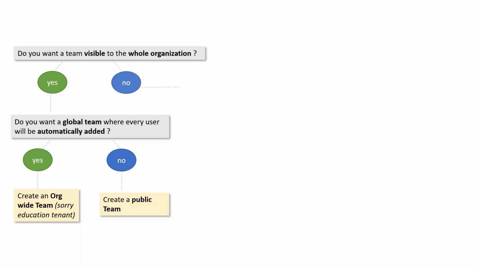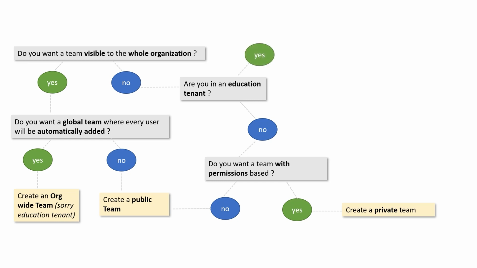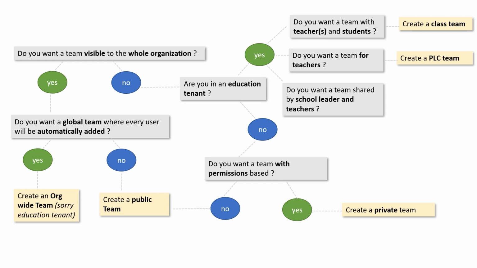And if you do not want a team visible to the organization, then the question is, are you in education tenant? And if it's no, the question will be, do you want a team with permission base? And no, you should create a public team. And if it's yes, you should create a private team. And going back to the educational tenant, if it's yes, the question is, do you want a team with teachers and students? Then you can create a class team. Do you want a team for teachers? You should create a PLC team. And if you want a team shared by school leaders and teachers, you should create a staff team. So basically, this is a good decision tree.